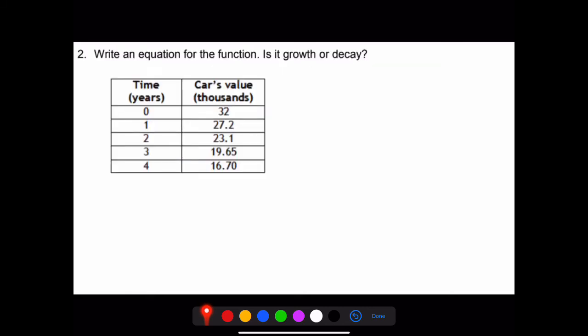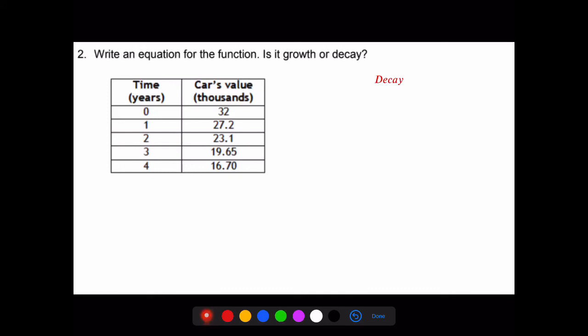All right. Write an equation for this function. Is it growth or decay? So looking at this, our a value, once again, is when x is 0. So when x is 0, y is 32. So that's our a value. To find our b value, we do number below divided by number above.